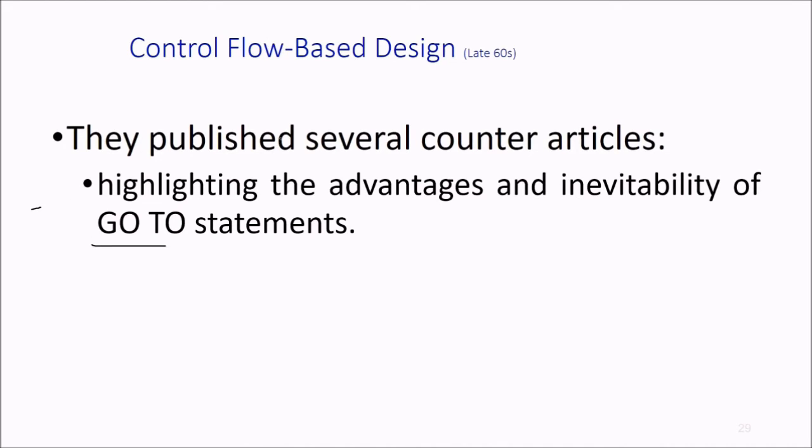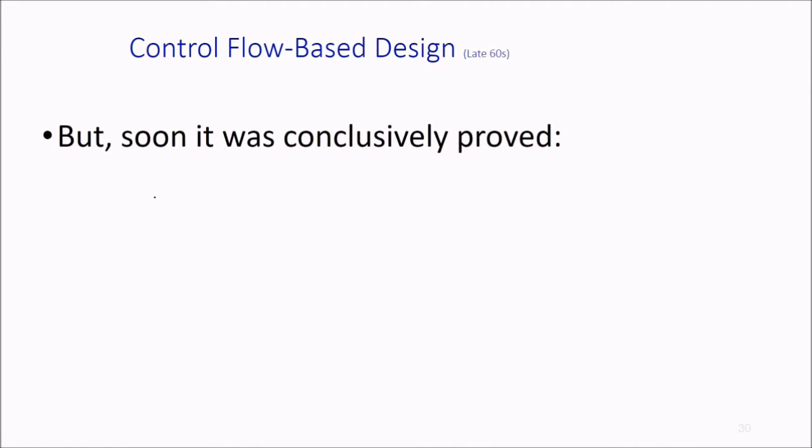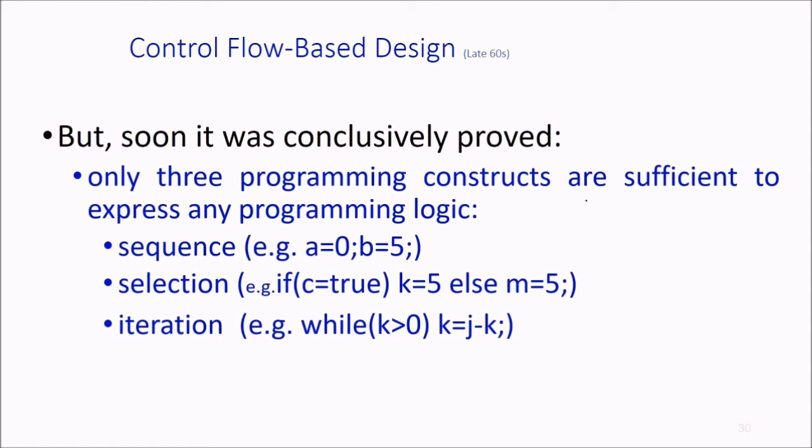They tried everything that could be possible. But it was conclusively proved that only three programming constructs are sufficient to express any programming logic. First is sequence, then selection, if else, and then iteration, like while, for, do while. Only three are enough. You don't require these constructs which make a program clumsy.